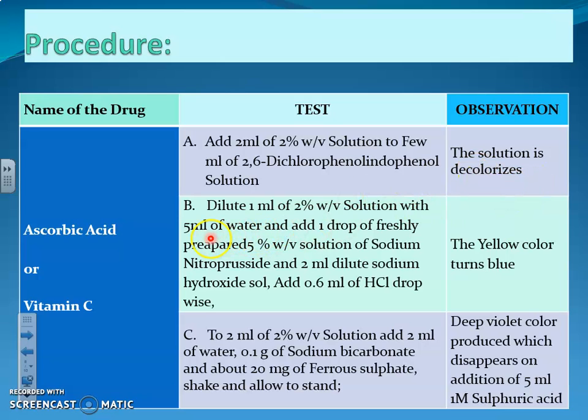Next, test B, in which we dilute 1 ml of 2% weight by volume solution of the drug with 5 ml of water, and then add 1 drop of freshly prepared 5% weight by volume solution of sodium nitroprusside, and to this we add 2 ml of dilute sodium hydroxide solution. Then the next agent we add is 0.6 ml of hydrochloric acid drop wise, and the observation is that the yellow color turns blue.